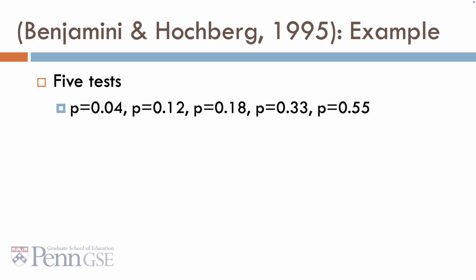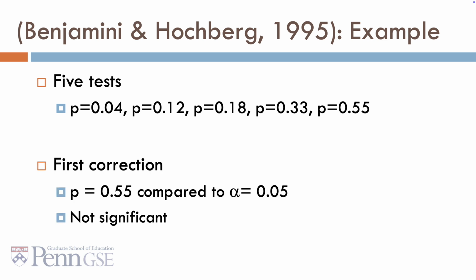Let's look at another example. P of 0.04, p of 0.12, p of 0.18, p of 0.33, p of 0.55. For our first correction, we compare p of 0.55 to alpha of 0.05. That's not significant, so we move on. In our second one, we compare p of 0.33, that's the second test from the right, to alpha of 0.04. Alpha times n minus 1 divided by n, and that's not significant.